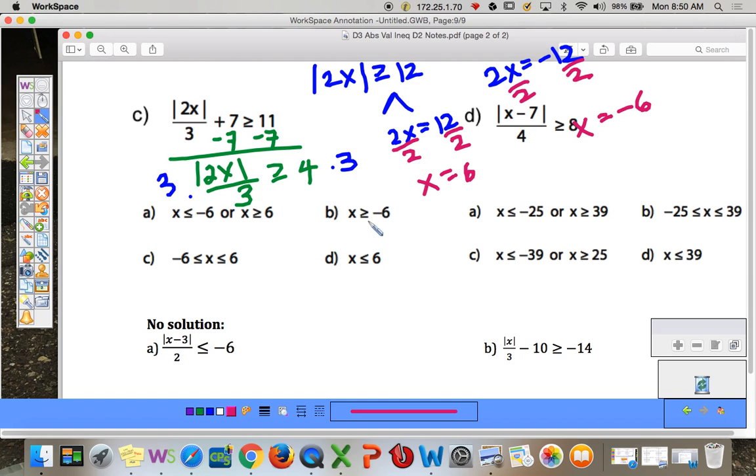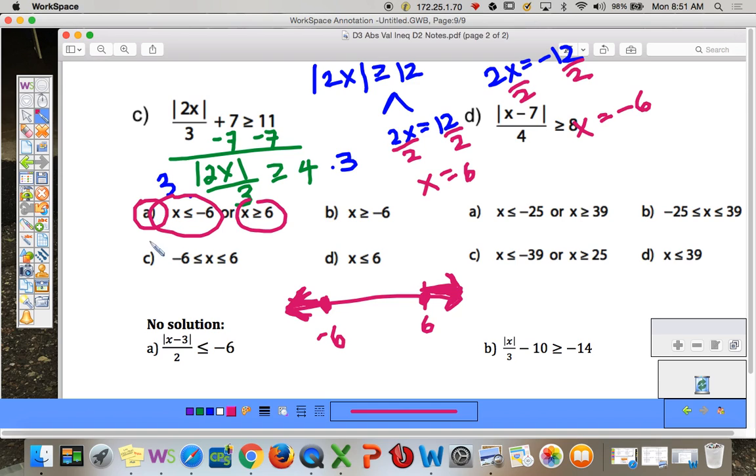And it's beyond them, so if I graph this right here, let's see, we have our negative 6, closed dot, positive 6, closed dot, greater than the bigger number, smaller than the smallest. So x is going to be greater than or equal to 6 and less than or equal to negative 6. So A is the correct answer.